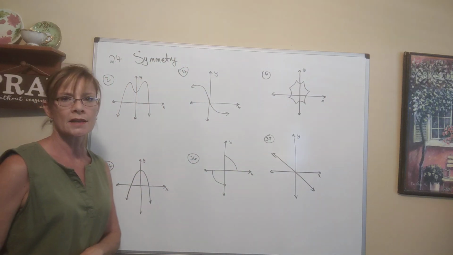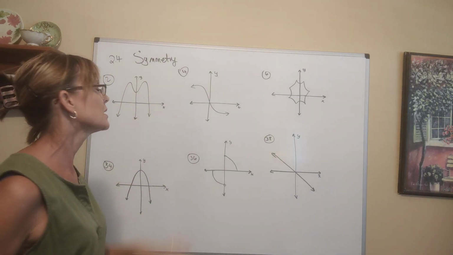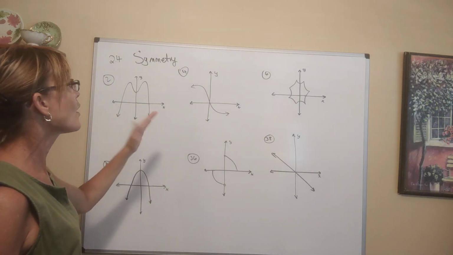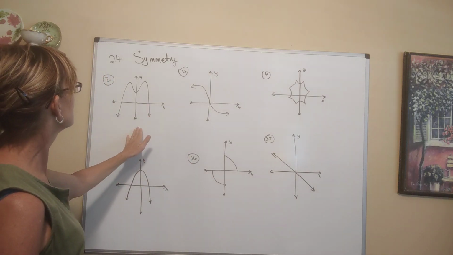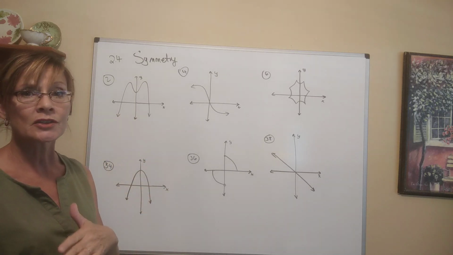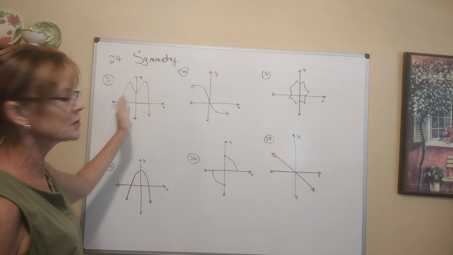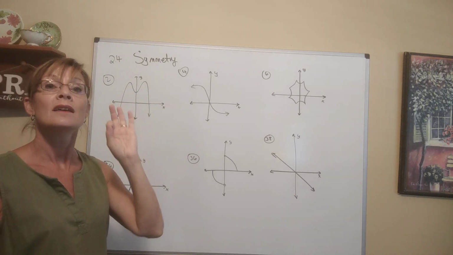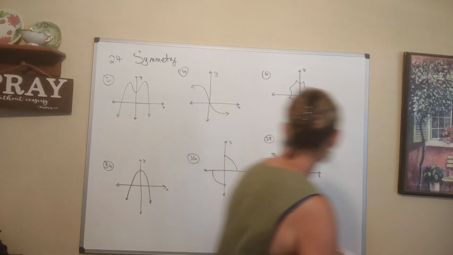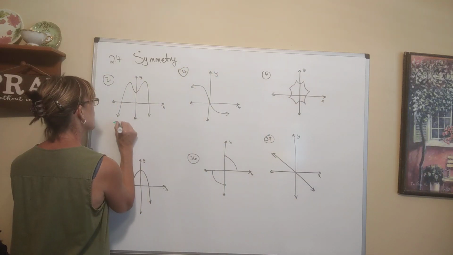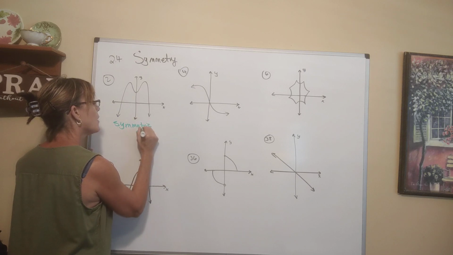Symmetry about the y-axis. When you have a graph, it's super easy to see. You just look at it. You don't do anything. You're just asking yourself, does it look the same on both sides of the y-axis? So when I look at number 2, mine is not perfectly drawn, but if it were, you would say, yes, I see a mirror image on both sides of the y-axis. So yes, this is symmetric about the y-axis.